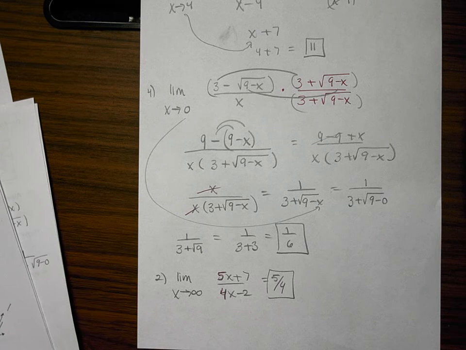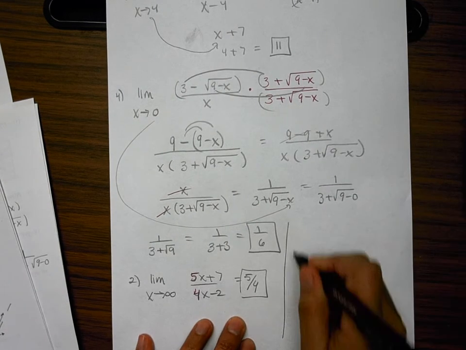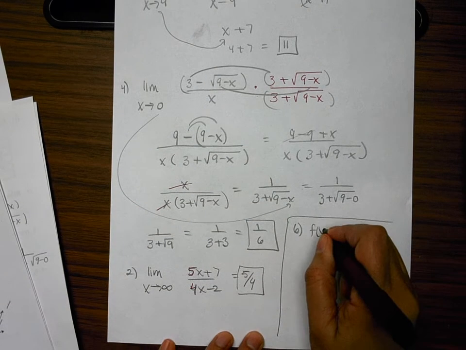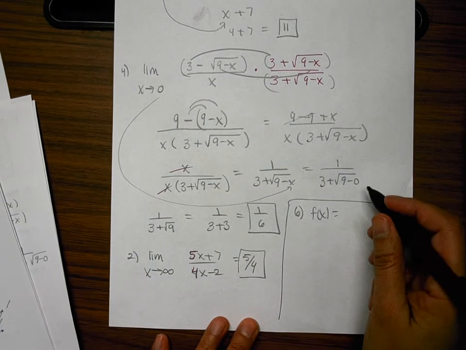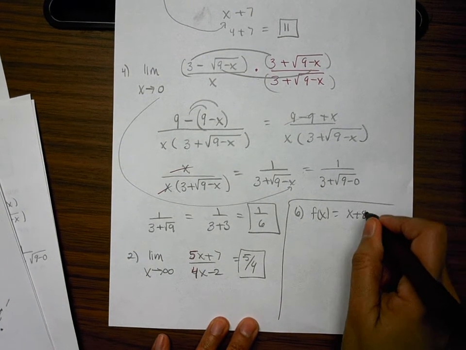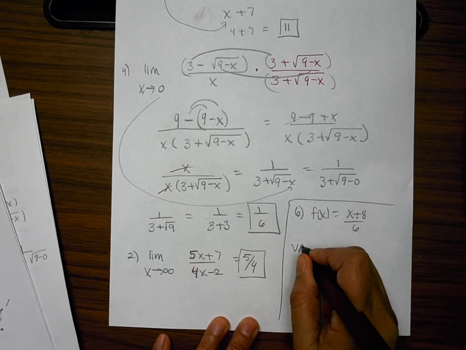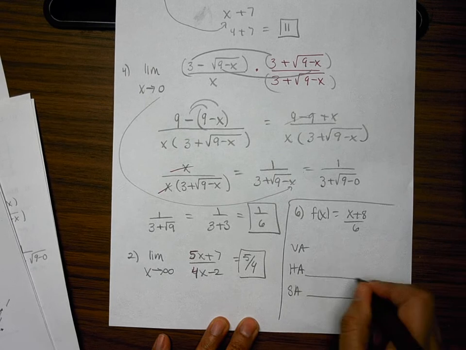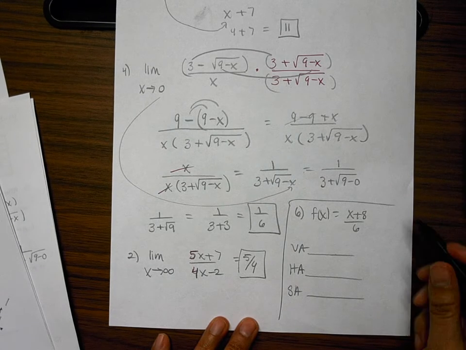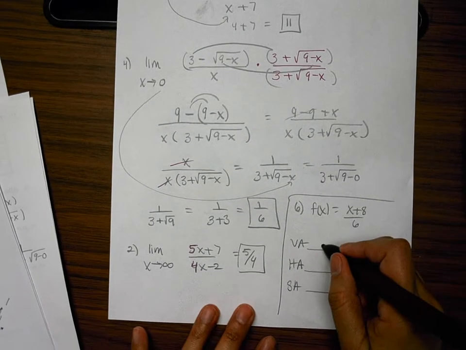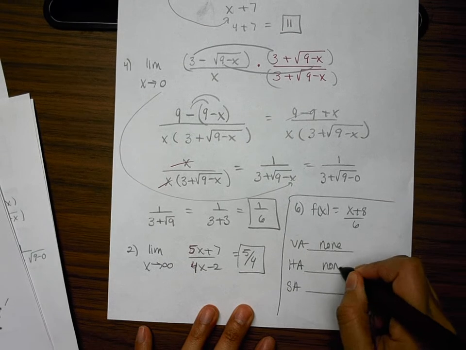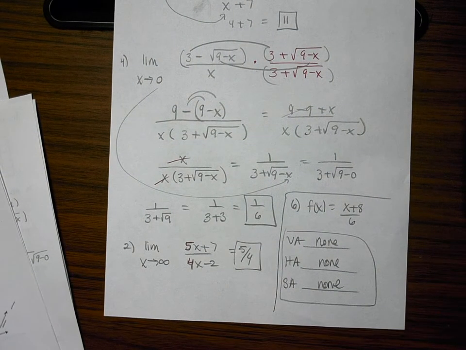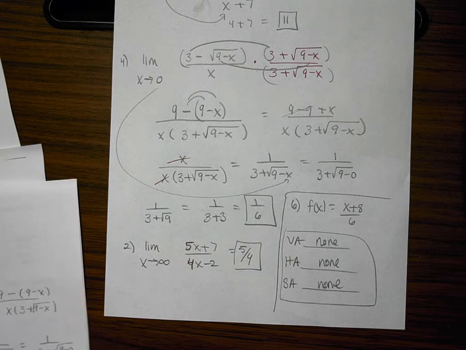Okay, next one I'm going to do is number 6, and I'll squeeze number 6 in here. There is enough room. Number 6 is f of x equals x plus 8 over 6, and they're asking you to find the asymptotes, I believe, VA, HA, SA. And since there's no variable at the bottom, we've said this before, everything is none. None, none, and none. Okay, moving on.